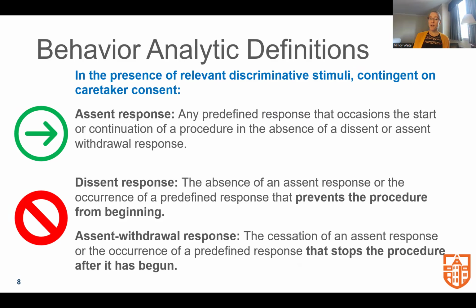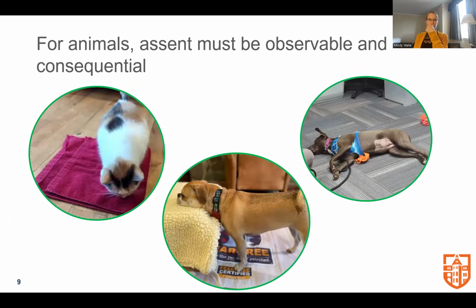Dissent response would be the absence of the assent response or the occurrence of a predefined response that has historically prevented the procedure from beginning. So it's any response that says, no, the procedure may not begin before it has begun. And an assent withdrawal response we would define as the cessation of an assent response that was already present, or the occurrence of a predefined response that actually stops the procedure after it has already begun. So dissent responses and assent withdrawal responses are both ways for the animal to say no to the procedure, but dissent occurs before the procedure has begun and assent withdrawal occurs after the procedure has begun.